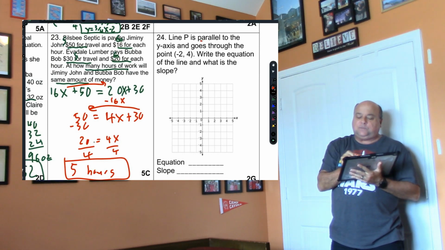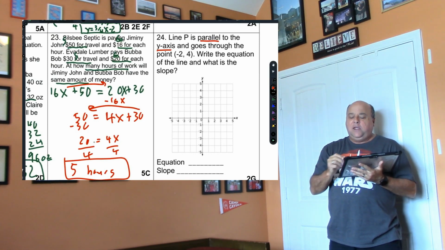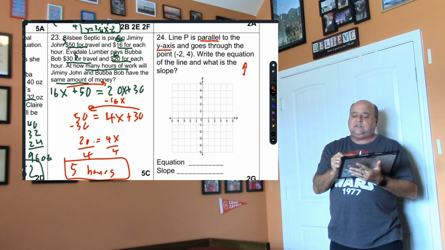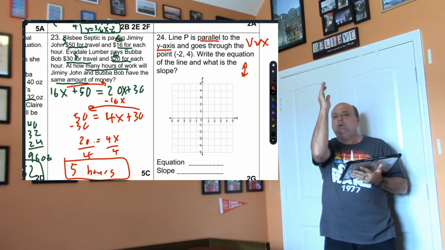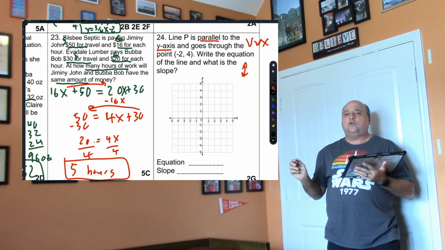Okay, line P is parallel to the y-axis. If it's parallel to the y-axis, it's going to be vertical. We're going to write down our x. So it's going to be straight up and down. It will never ever cross y.